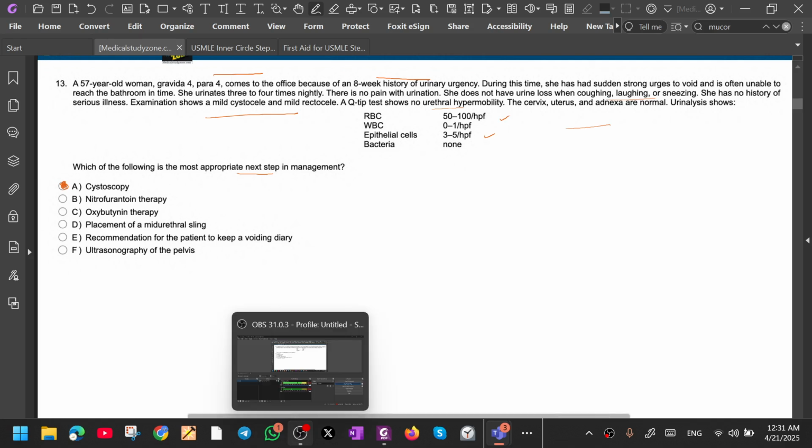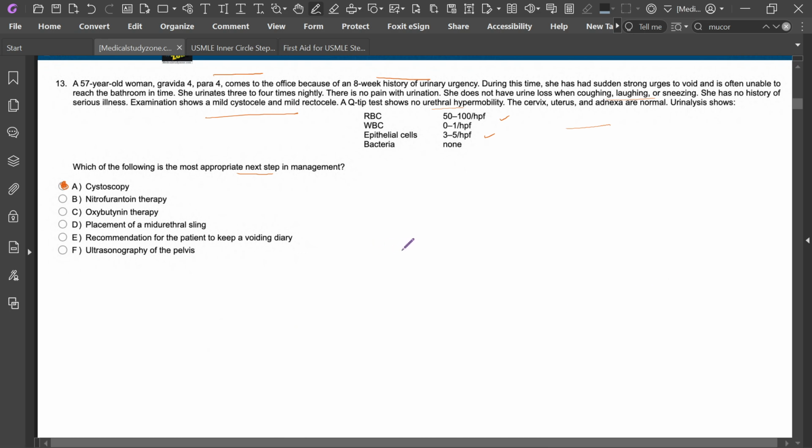So she's urinating a lot and there is blood. Initially, it looks like an incontinence type, like urge incontinence. But there is blood.